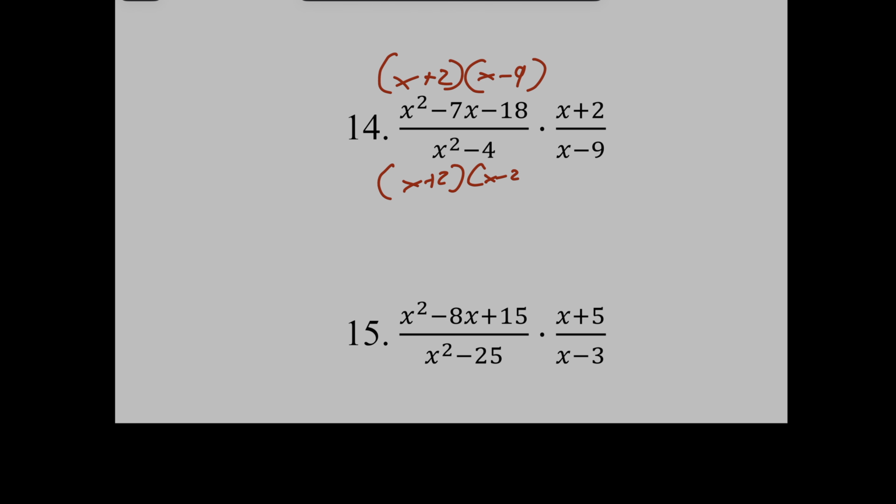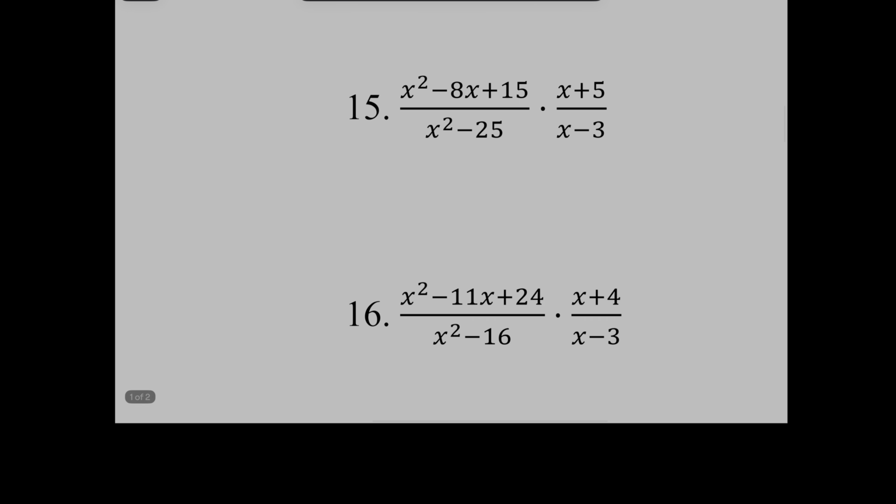All right, let's do this. That's an x plus 2 and an x plus 2. That's an x minus 9 and an x minus 9. What's left over? X plus 2 over x minus 2. Done. Okay, and you can't cancel out the 2's or the x's. You just leave it. That's your final answer.